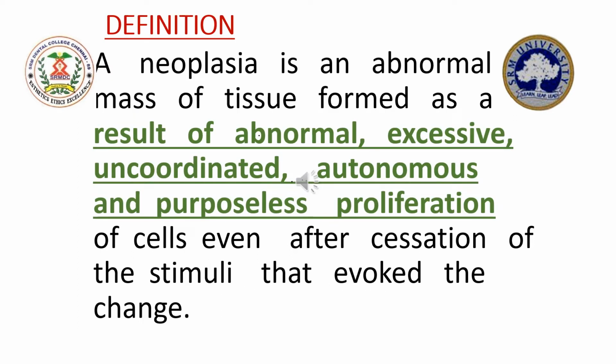So the exact definition of neoplasia is, it is the result of an abnormal, excessive, which means it is more in number than required, uncoordinated, that is when compared to the adjacent normal tissue which grows with a definite pattern. Cancer cells do not have that definite pattern, they are uncoordinated. Autonomous, that is it responds, reacts and develops independently as a whole when compared to the adjacent cells.